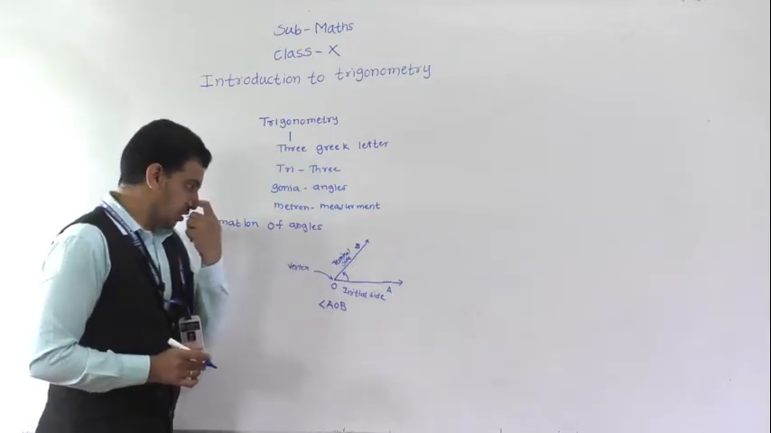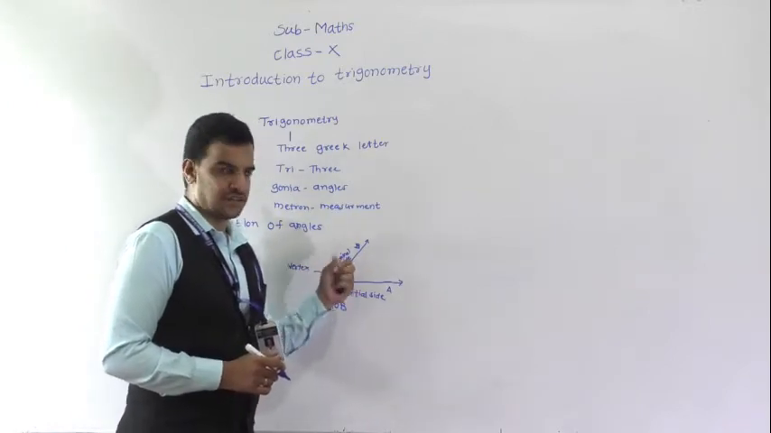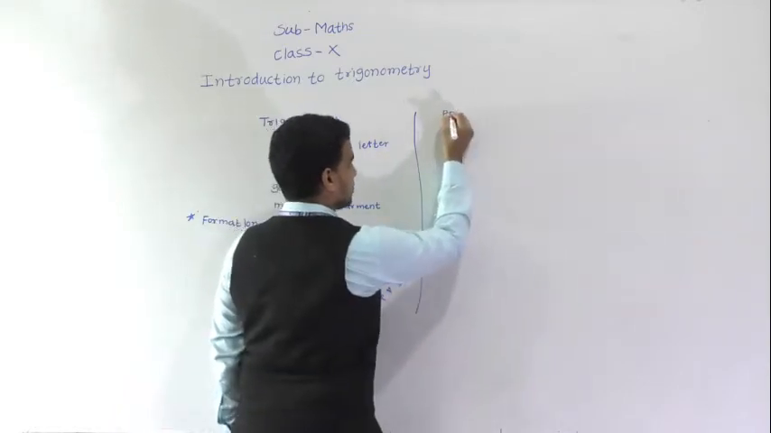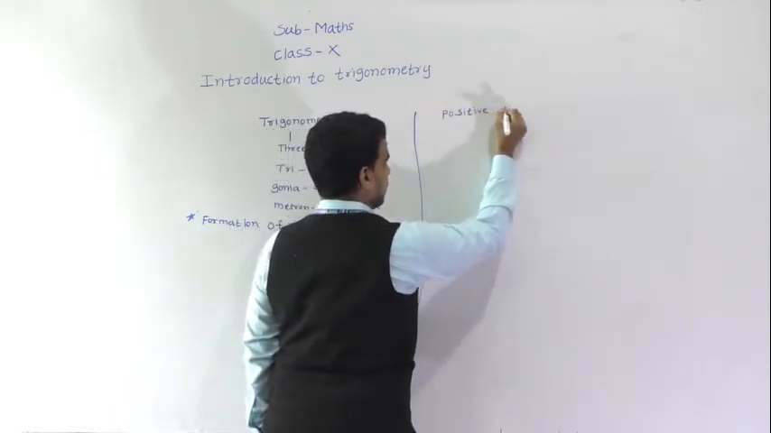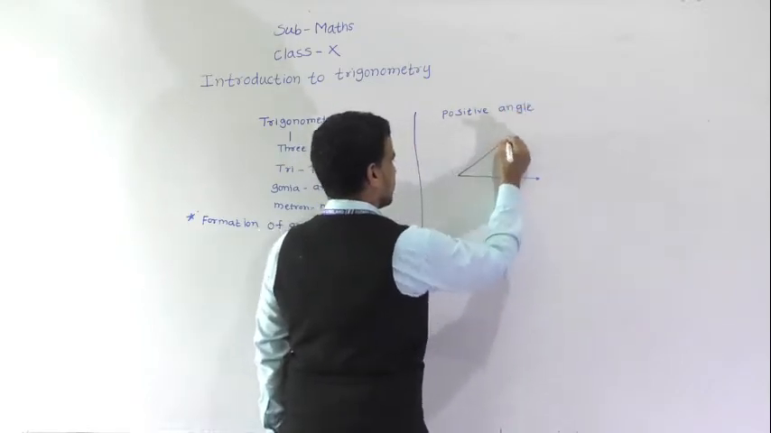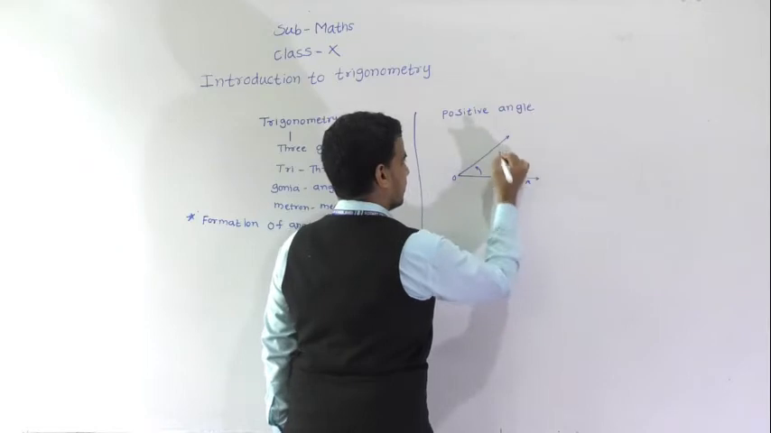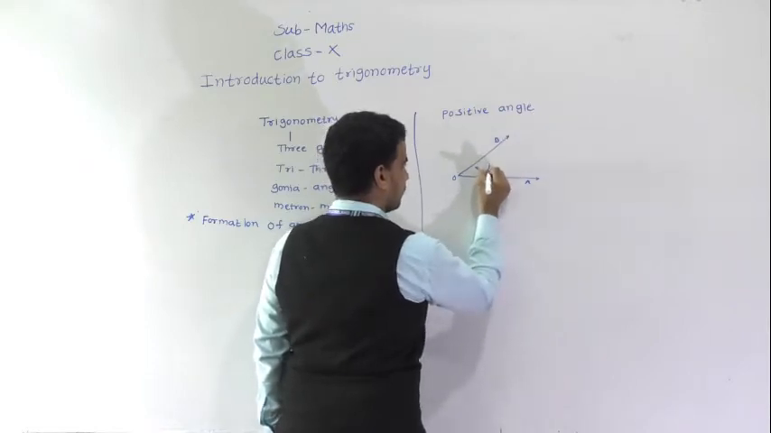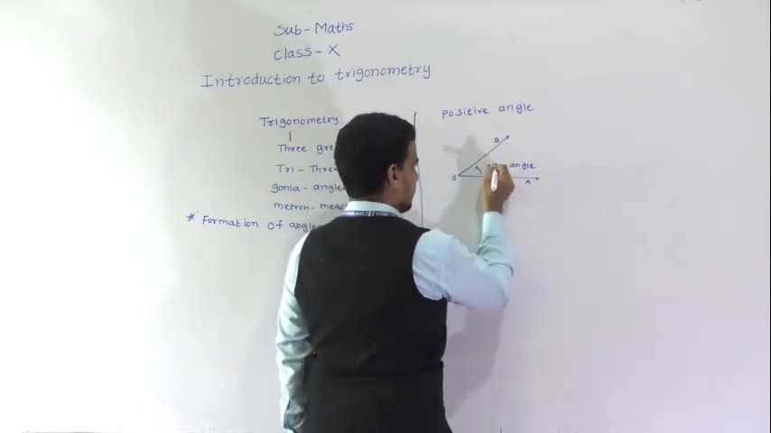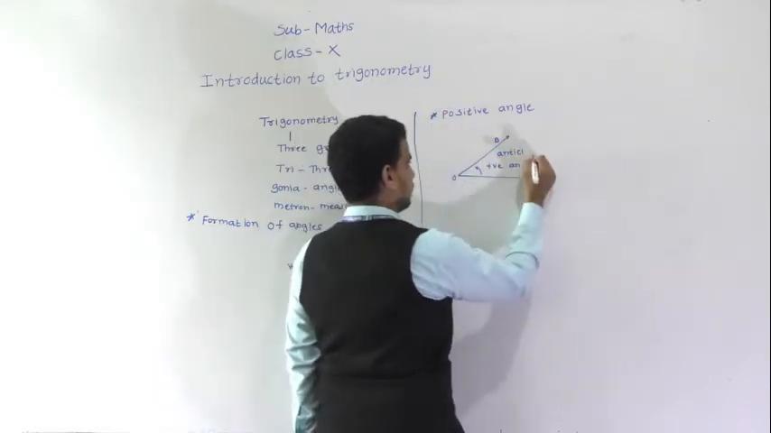Now if we rotate this OB in the anti-clockwise direction, then we will get a positive angle. So the next point is the positive angle. If we rotate OB in the anti-clockwise direction, we will get a positive angle.